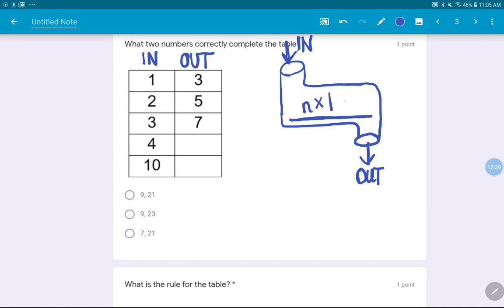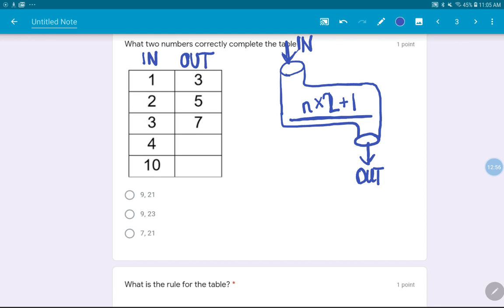Number times 1. My brain is literally... Or I'm sorry, you said times 2 and then add 1. Sorry. Number times 2 and then we add 1. So let's see what happens. 1 times 2 is 2. Then if we add 1, that becomes 3.